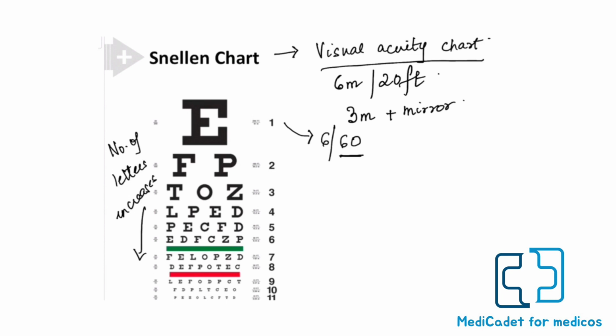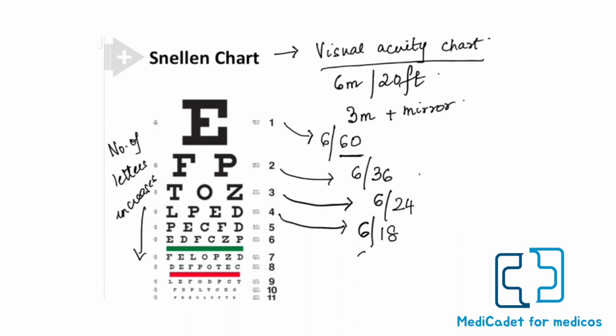Now, what does 6 by 60 mean? I'll repeat it once more. It means that this letter is visible to a normal person from a distance of 60 meters, and the patient is reading it from a distance of 6 meters. Right? Suppose the person is reading the second line, then how do you denote it? This is written as 6 by 36. If the person reads the third line, then it is 6 by 24. If the person reads the next line, we call it 6 by 18.